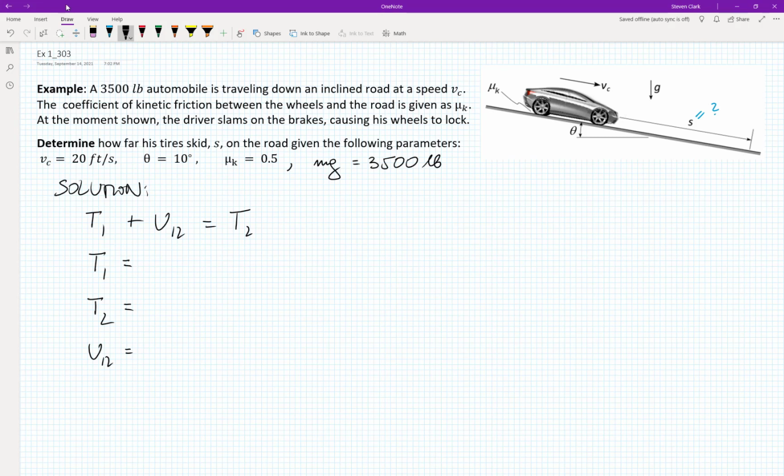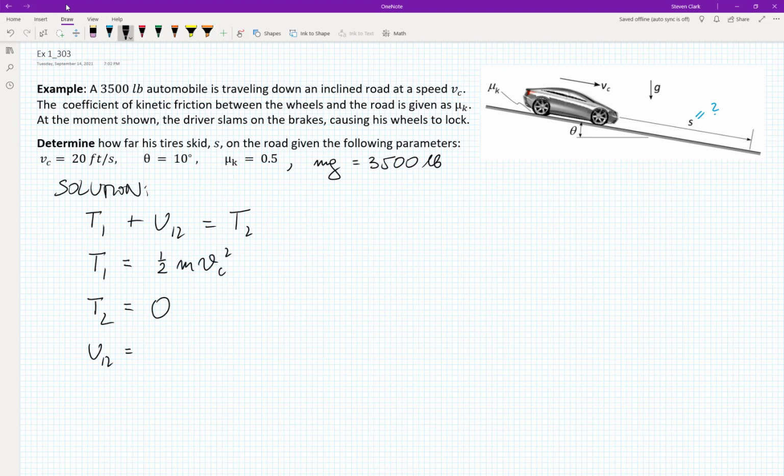So I don't know. Anybody want to help me? What is kinetic energy at the end? What is T2? Olivia? It's 0. Yeah, because car stops. At the beginning, what is T1? James? Yes. 1/2 M VC squared.